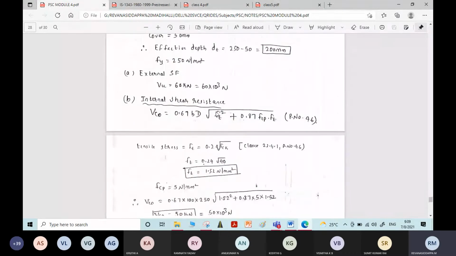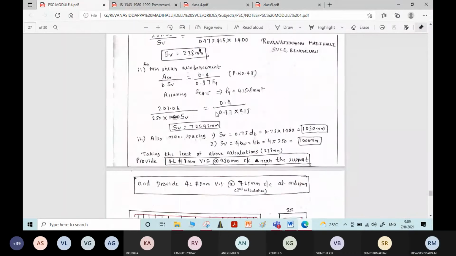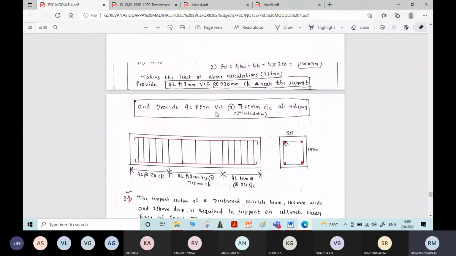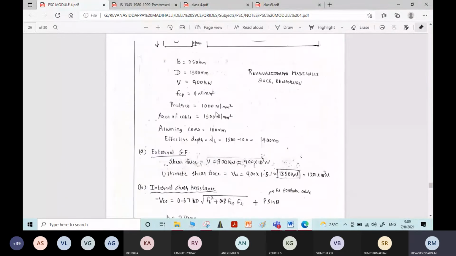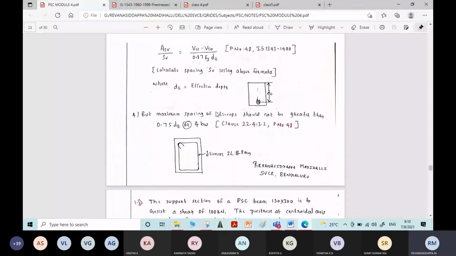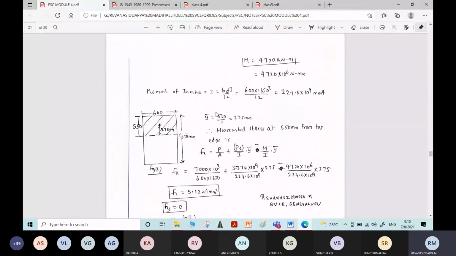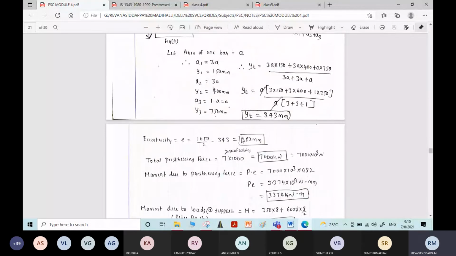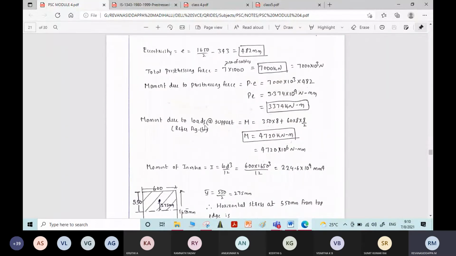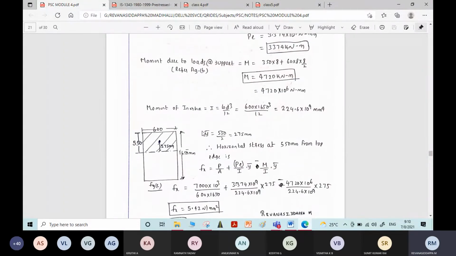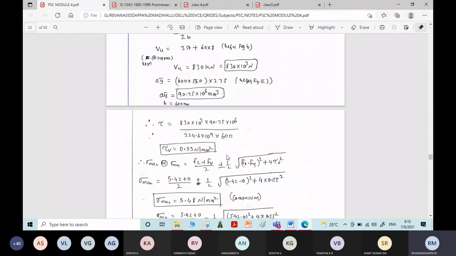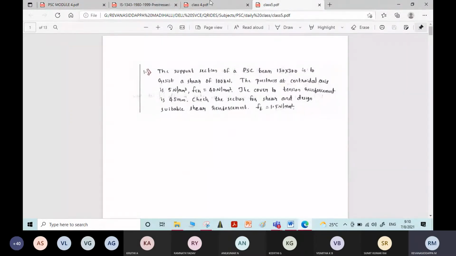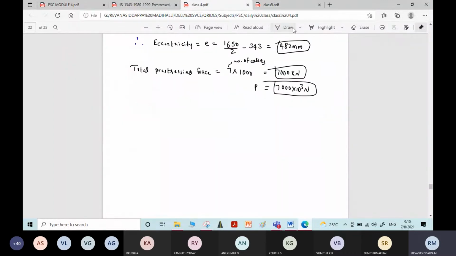Now, moment due to pre-stressing force. What we will do is we will write the equation first. We will write the equations for the principal stresses.